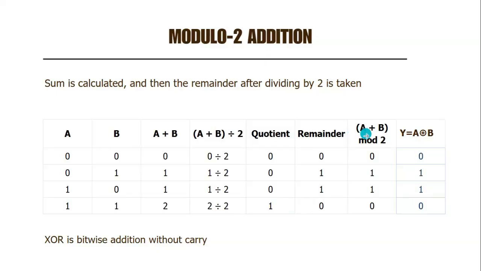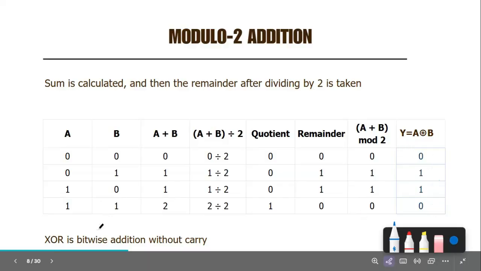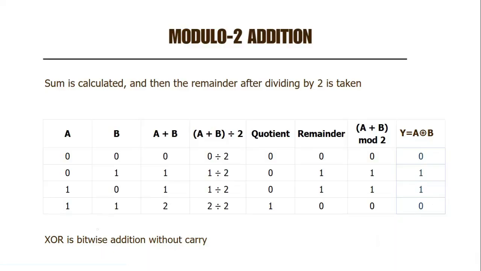Modulo operation is the remainder that we obtained. So in the column A plus B mod 2, we copy the remainders obtained. That is, this column is copied into this column. And we see that these values are nothing but the result of the XOR operation between A and B. Also, the XOR operation can be considered as the bitwise addition without carry.